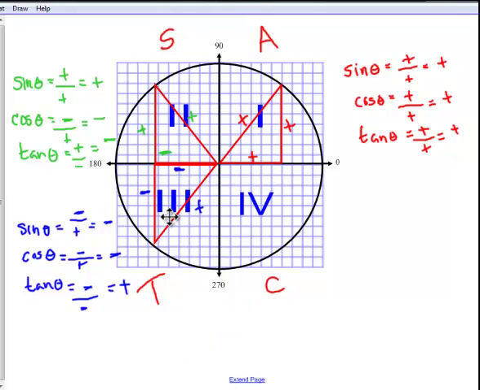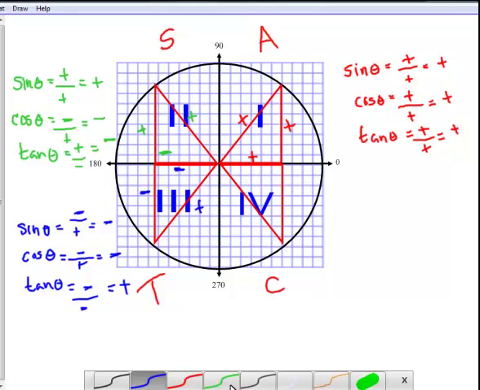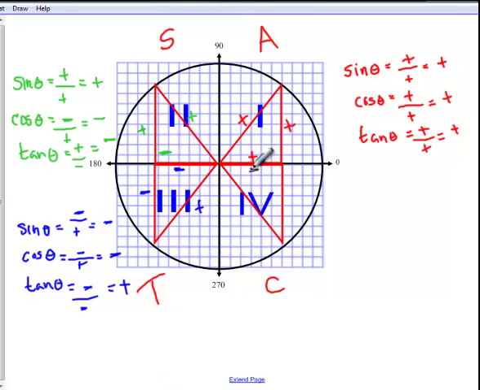One last quadrant to look at. Okay, so if I look in this quadrant, I'm running out of colors. Let's try black. This side is a positive value. I moved over positive, and this side is negative, and once again the radius is always positive. So the sine is an opposite side over our radius, which is negative. The cosine is a positive adjacent over a positive radius, which is positive. And the tangent is a negative over a positive, which is negative.